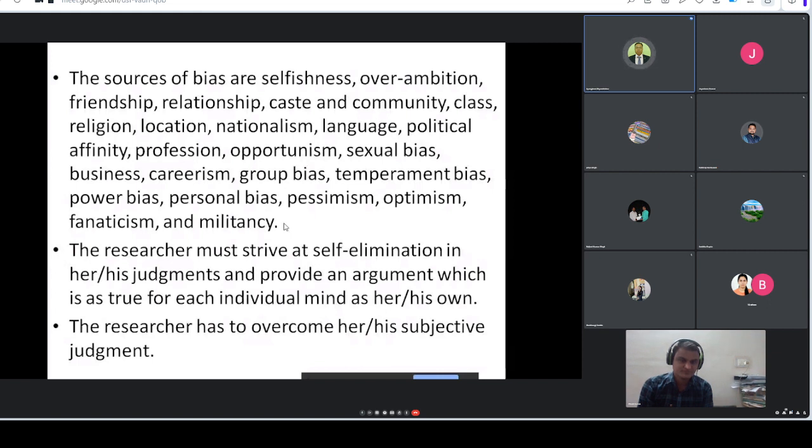That is why I'm saying that the researcher has to overcome his or her subjective judgments. This is one of the most important things, because why I'm saying that we should overcome our subjective judgment? If we come up with a kind of subjective judgment, then our conclusion will be biased. Our conclusion will not give you, or will not be, the reality.